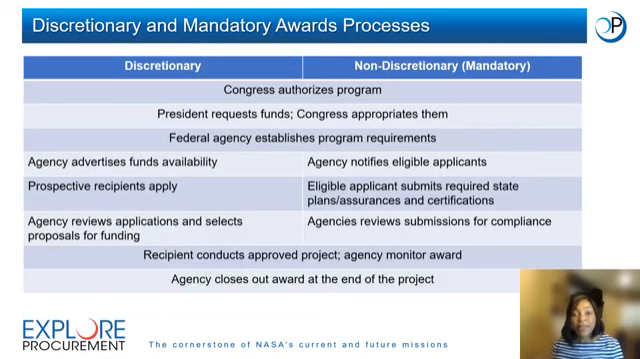This table highlights some similarities and differences between a discretionary and non-discretionary award. The process for both begins with authorization from Congress and the agency closing out the award at the end of the project period. The differences lie in the publication, application, and selection. For discretionary awards, the agency advertises the availability of funds, prospective recipients apply, and the agency reviews the applications and selects proposals for funding. For non-discretionary awards, the agency notifies eligible applicants who then submit required state plans, assurances, and certifications. Then the agency reviews those submissions for compliance.